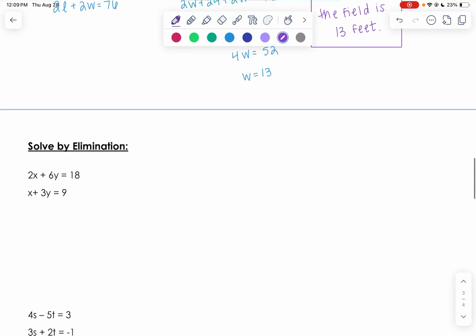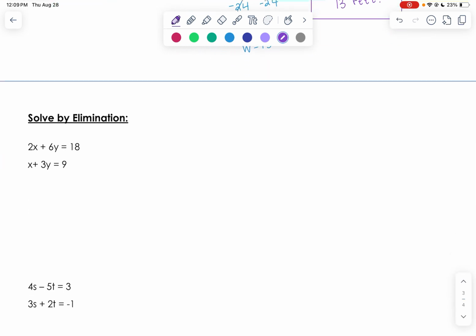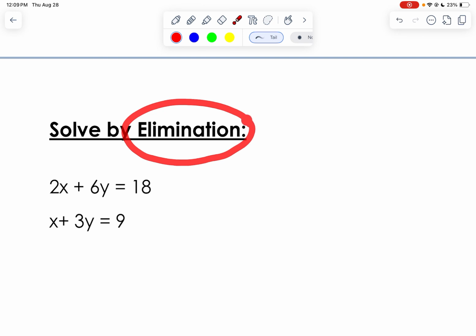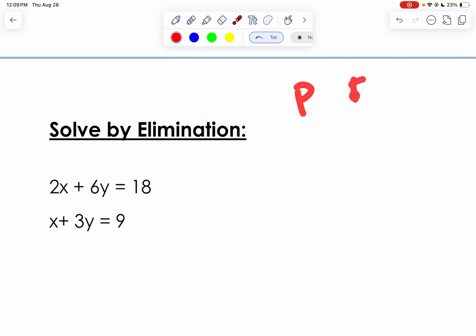Okay, now we're going to take a look at elimination. So we've done solving by graphing, we've done solving by substitution, and now we're going to take a look at solving by elimination. Okay, elimination is exactly what it sounds like. Substitution is taking things and replacing them. Elimination is simply eliminating things. So I'm not a science person, but I like to think of it as like protons and electrons.